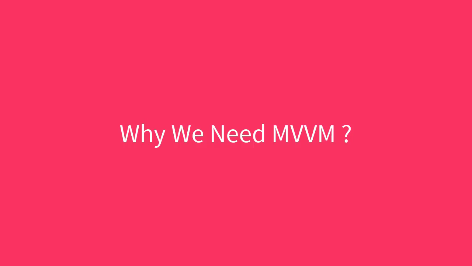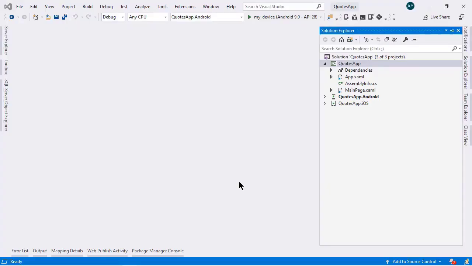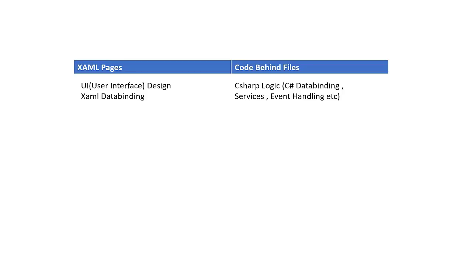In this module, we're going to learn why we need the MVVM, or Model-View-ViewModel, pattern to make our Xamarin Forms application. In a normal Xamarin Forms application, developers most often use XAML pages to write the XAML code for UI design and the code-behind file to write all the logical code of that XAML page, like event handling, data models, services, navigations, and things like that.